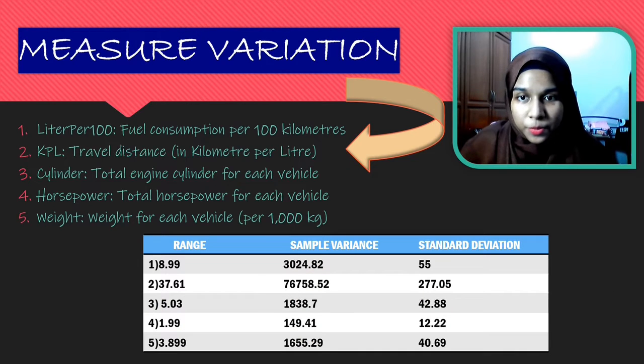For the measure of variation part, the table shows the range, the sample variance, and the standard deviation calculated for each sector, which is fuel consumption per 100 kilometers, showing a range of 8.99 with a sample variance of 3024.82 and a standard deviation of 55.